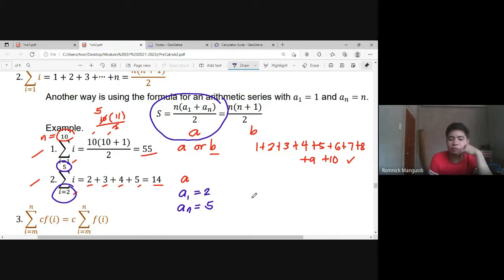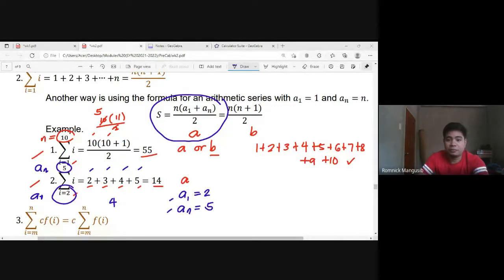Pero ang treatment nito, class, is itong first term and nth term ay indication lang nitong upper. Itong lower is the first term. Itong upper is the nth term. Pero pagdating sa number of terms, ganito na naman yan. Kung nag-start ka sa 2, ibig sabihin, nagtanggal ka ng 1 sa 5. So, 4 na lang ang natira. Kaya nakikita niyo dito, 4 terms. So, sa madaling salita, n here becomes 4.